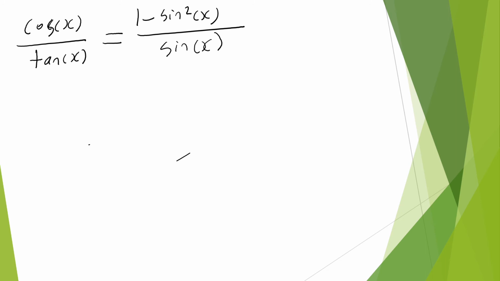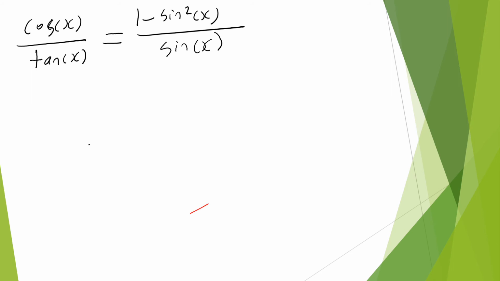So now you can start with either the left hand side or the right hand side. Obviously you always try to start with the most complicated side, so that you can see this cosine x over tan x is way simpler than 1 minus sine square x over sine x. So I'm going to start with the right hand side this time and try to simplify it.